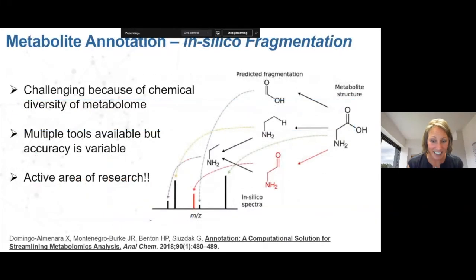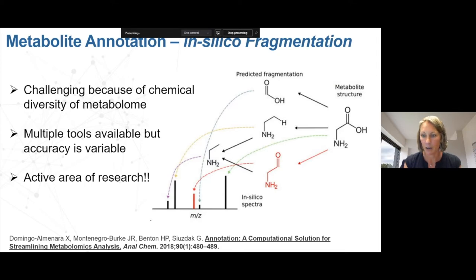Okay, so getting to the questions, which are really great questions, the next approach would be this concept of in silico fragmentation. This is the approach that we use in proteomics most of the time, right? We have our theoretical tryptic peptides. We have a protein sequence that we can predict based on the genome.